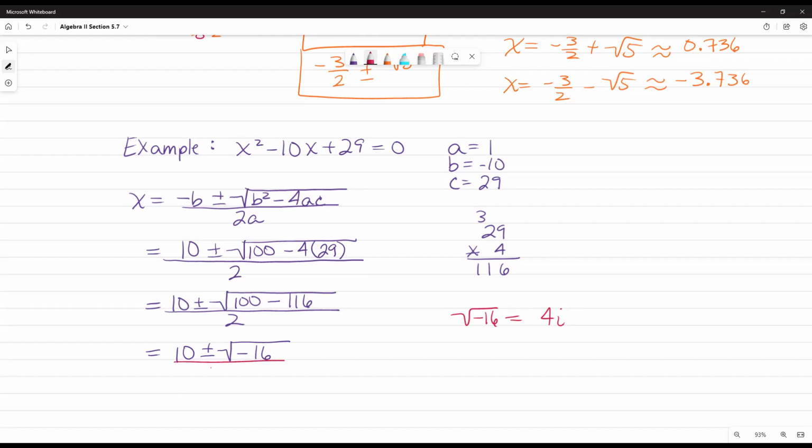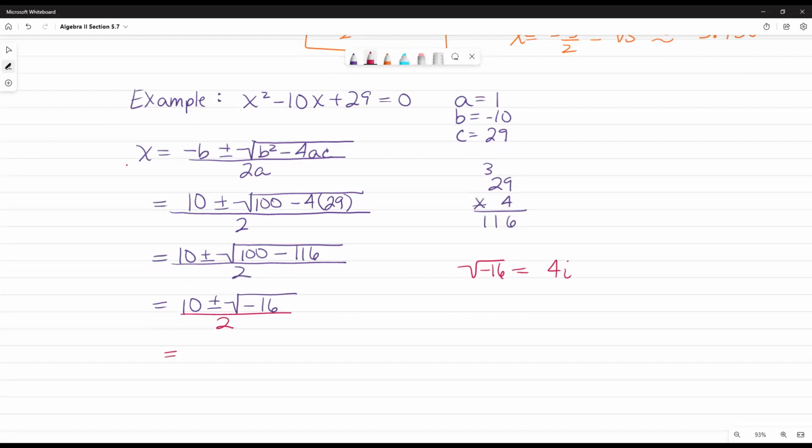All right, so that divided by 2. That got weird. So we have 10 plus or minus 4i divided by 2. Can we simplify it a little more? Yes, we can. This is 10 divided by 2 and 4i divided by 2. So this gives us 5 plus or minus 2i. We all good? Make sense? It's not bad.